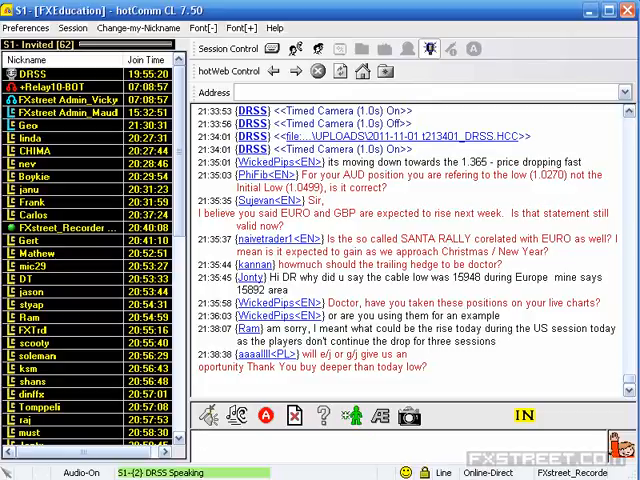Then, I believe that Euro and GBP are expected to rise next week. In that statement, still valid? Yes, sir. Then I trade is a so-called Santa rally correlated with Euro as well. I mean, it is expected to gain as we approach Christmas. Okay, fine. No, I am giving it based on the forecast. Yeah, there could be other attributes also.